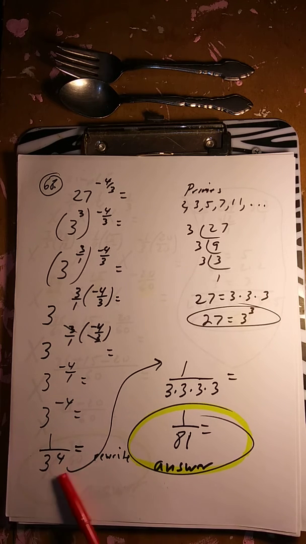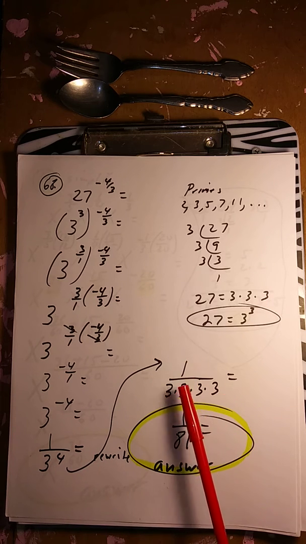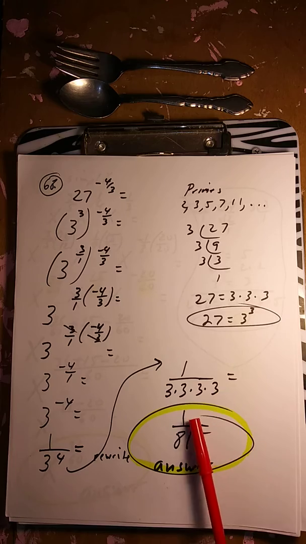See it? And 3 to the 4 power means 3 times 3 times 3 times 3. So 1 over 3 times 3 is 9, times 3 is 27, times 3 is 81. So 1 over 81.